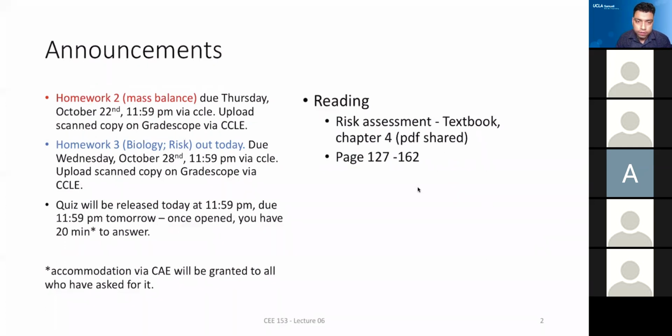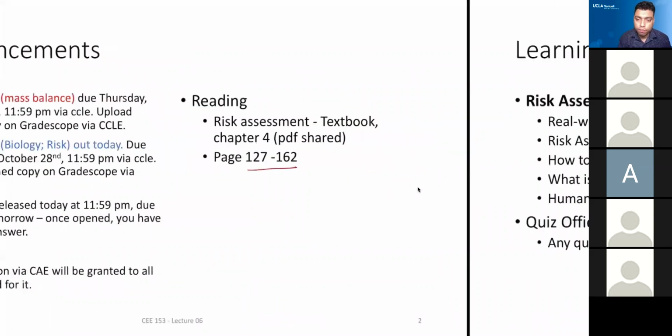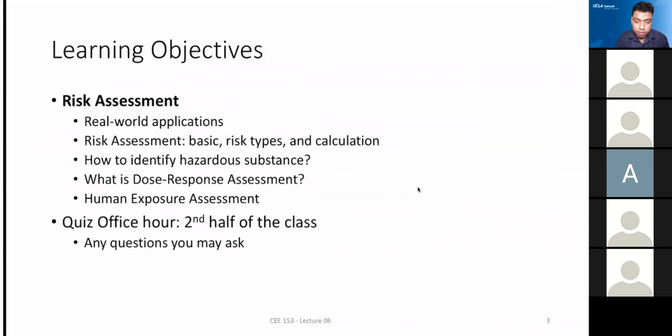All right. So that's all for the announcements, and we're going to discuss risk assessment today. The textbook chapter 4 is uploaded on CCLE as a PDF, pages 127 to 162, almost the entire chapter. What I want is for you to read those to understand it. But if you understand everything on the slides, then you don't need to read now. If you don't understand, go back to the textbook.